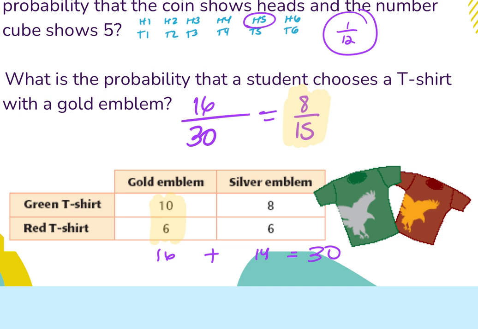No, we didn't need to list anything. Usually the charts are a little bit easier. You just got to figure out what it's asking for. Questions on that one?